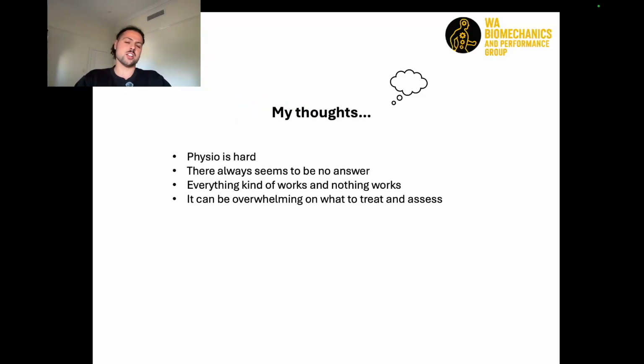There always seems to be no answer. When you're looking at the research, it feels like everything kind of works and nothing works. There are really small treatment effect sizes, and it can be super overwhelming deciding what to treat and assess.